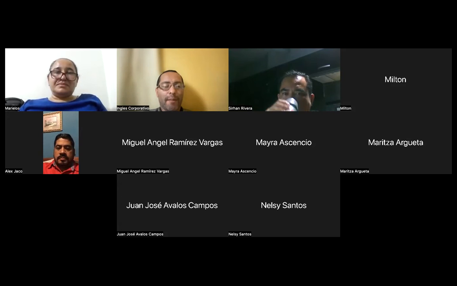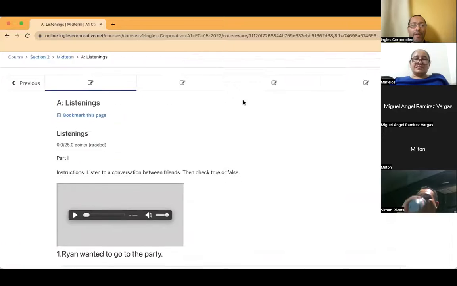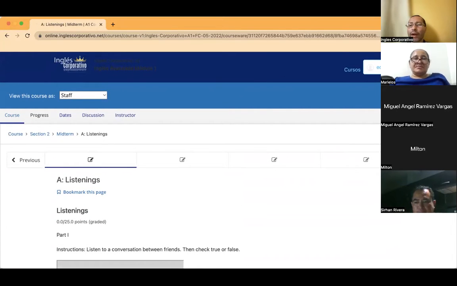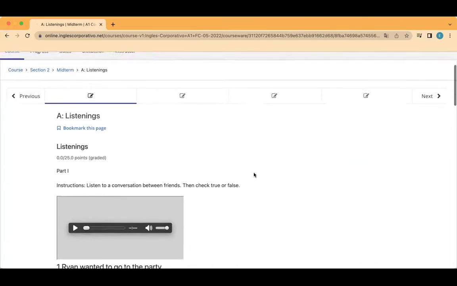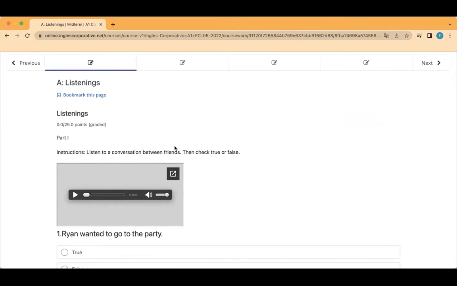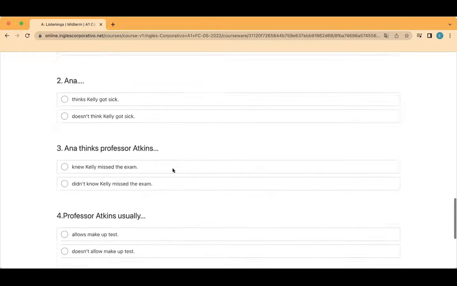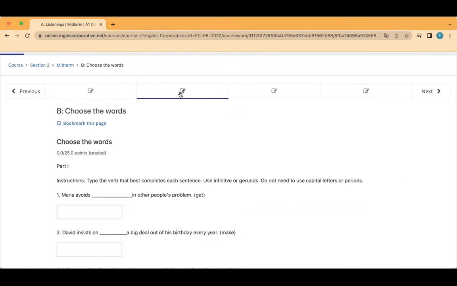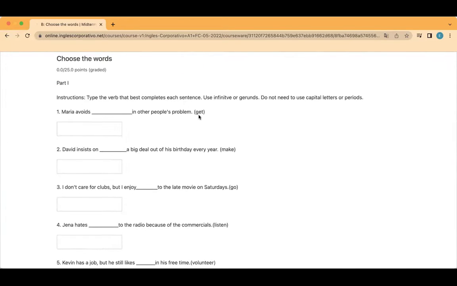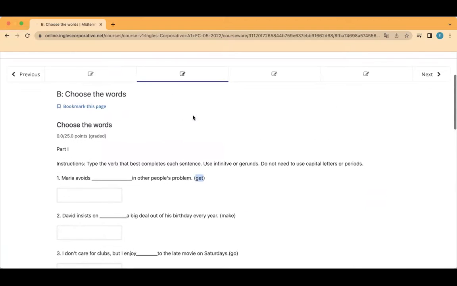I'll share my screen with you and then we'll take a look at the exam. So we have several sections in the exam. There's actually only four parts, right? We have A, B, C, and D. We have listening, which is the first part. There are two listenings and you have to answer both of them with the information from the audio. Then we have choose the word, where you have to use the word here in the correct form. That's the idea, okay?